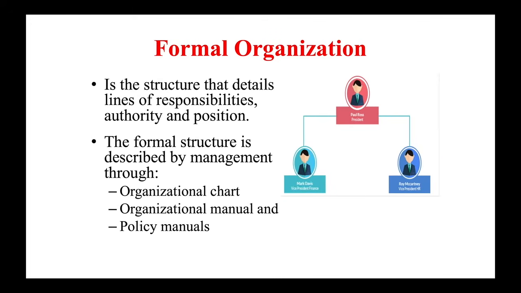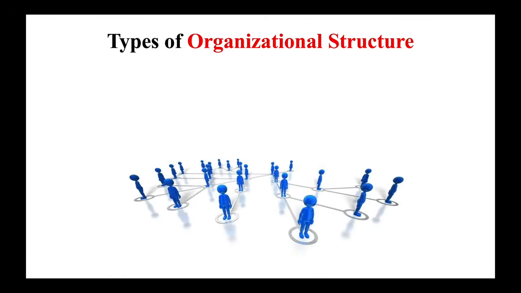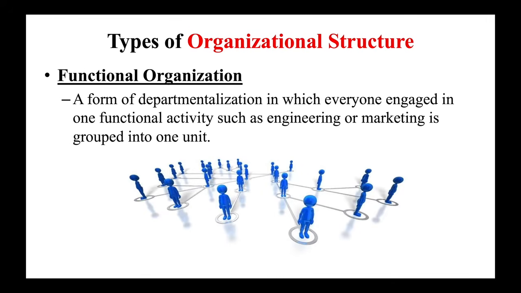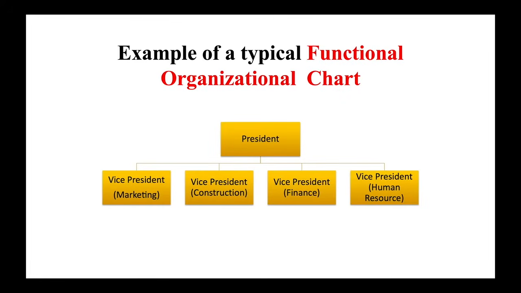Okay? So, next we have the formal organization or formal structure is described by management through 3 types: organizational chart, organizational manual, and policy manuals. So, let's start with organizational structure or the organizational charts. First one is the functional organization. When we say functional organization, this is a form of departmentalization. Take note again sa term, departmentalization, in which everyone engaged in one functional activity, such as engineering or marketing, is grouped into one unit. Anong example nito? Ito ang example ng functional organization.